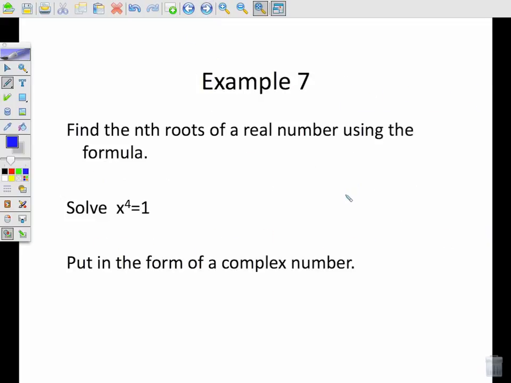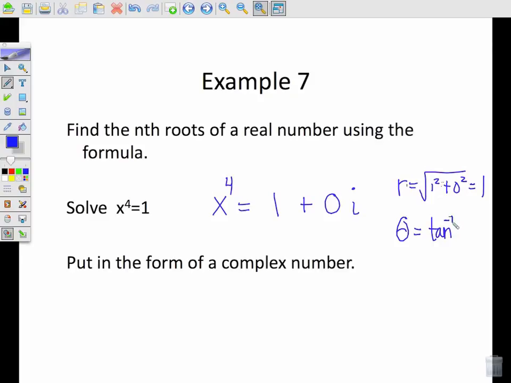We're going to go ahead and find now the roots. So find the nth root of a real number using the formula. Well, the first thing that we want to do is put this number into complex form. So this is x to the 4th equals 1 plus 0i. On this page here, let's go ahead and find our r value. So r would equal the square root of 1 squared plus 0 squared. So r is just 1. And theta.